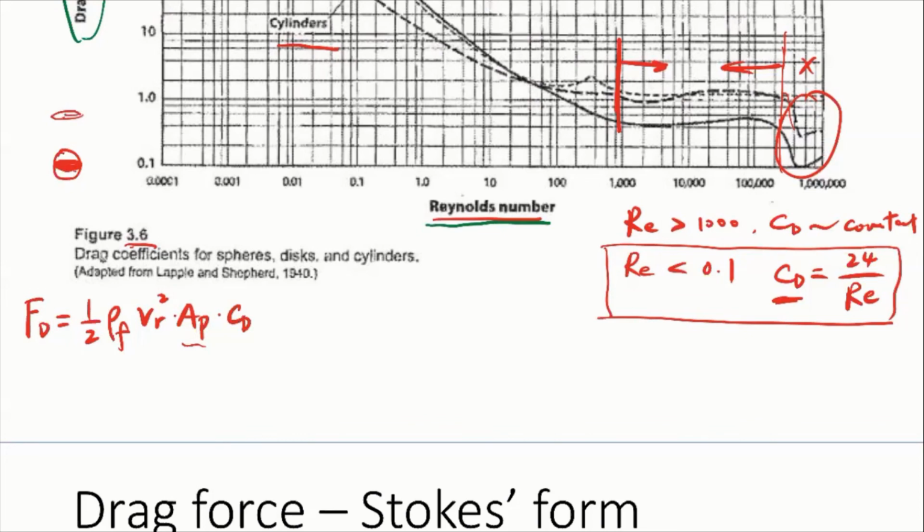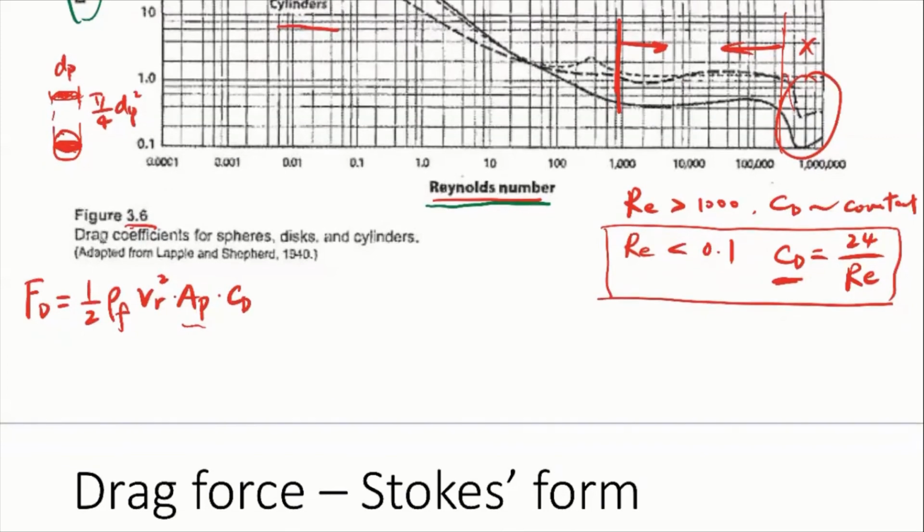Or the particle radius. Let's say the particle diameter is this one, it's dp, right? Then basically the cross-section area is just this area, right? So that's going to be pi over 4 dp squared, right? So we can try to plug in all of these parameters.